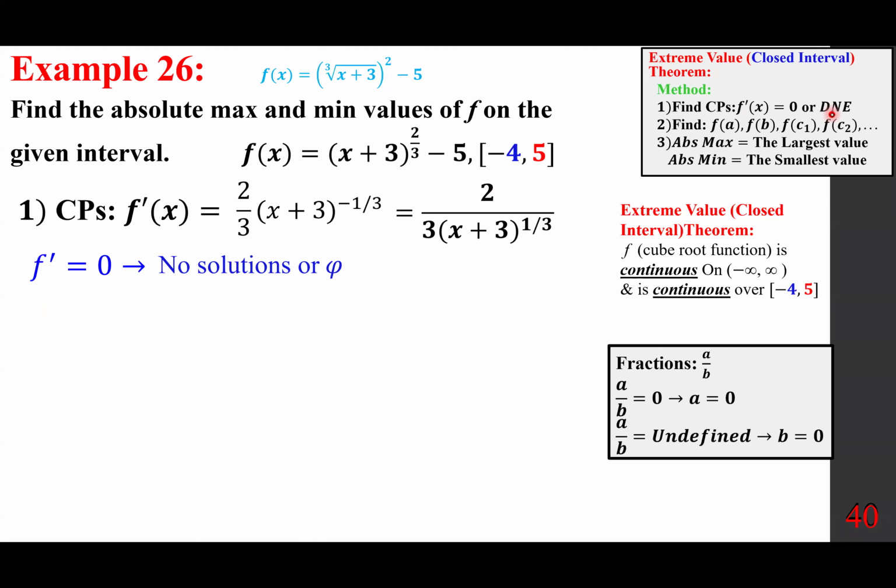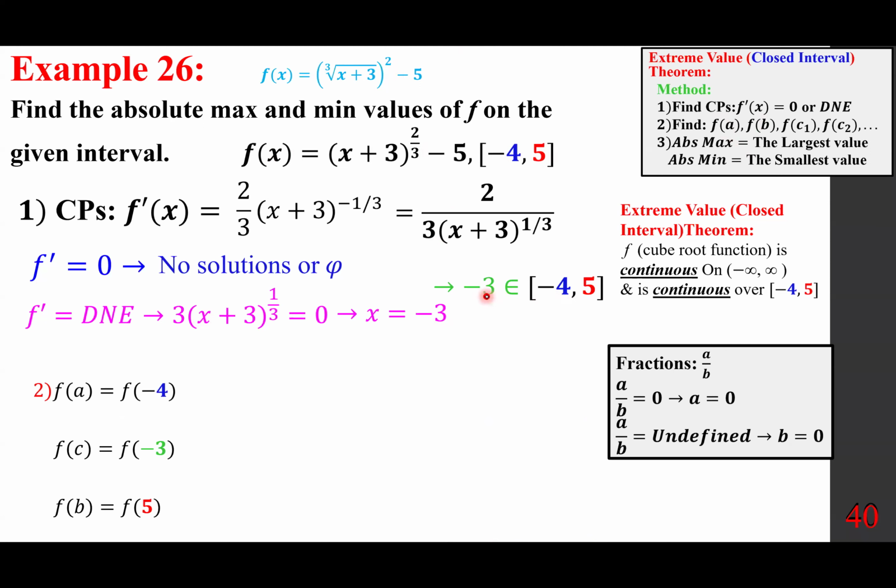Now, f prime doesn't exist. You set the denominator equal to 0. What makes this 0 is if x is negative 3. Now, the question is, is negative 3 in between the given interval of negative 4 to 5? Yes. Negative 3 is an element of that. And therefore, we are going to go back to the original function, either in this format or in this format, and evaluate it at a and b, the two endpoints, and there is only one critical point.